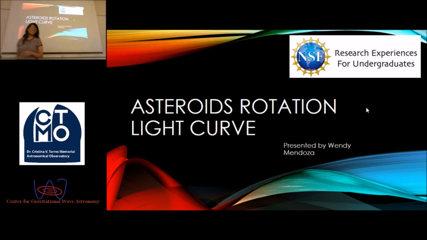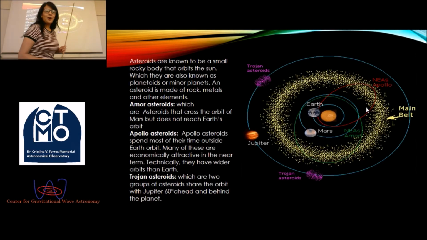Hello everyone. I'll be presenting the asteroid rotation light curve, my first research experiment that I did during the summer with you guys. I'll talk a little bit about what asteroids are. Asteroids are known to be small rocky bodies that orbit around the Sun. They are also known as minor planets and as planetoids.